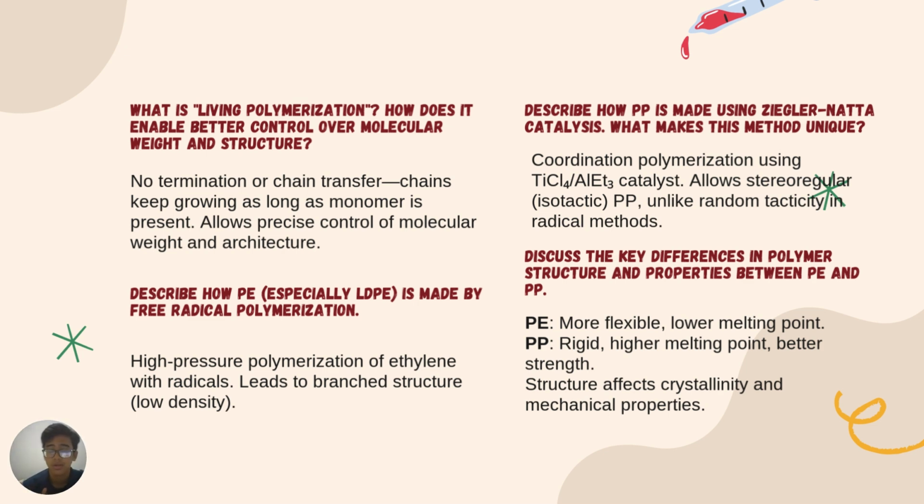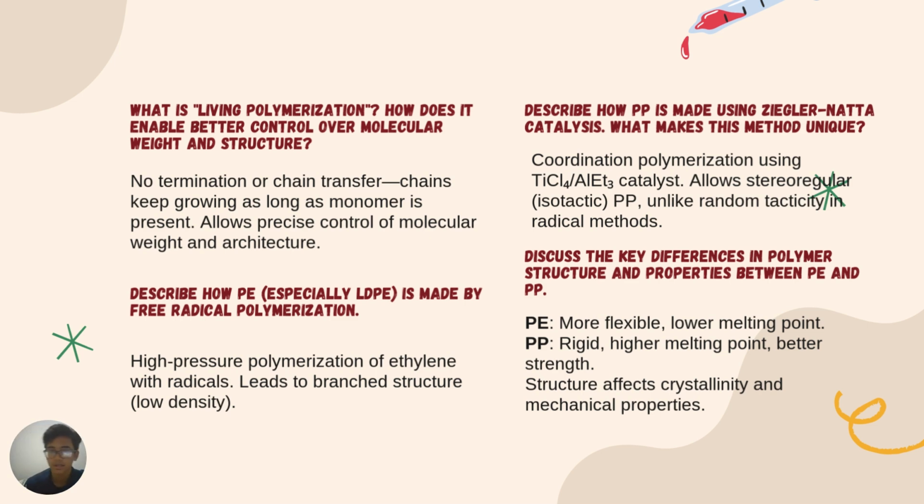So now we have to describe PE, which is made by free radical polymerization. And the answer is high pressure polymerization of ethylene with radicals leads to branched structures which have low density. So now we have to describe how PP is made using Ziegler-Natta catalyst. What makes this method unique as well? So coordination polymerization using TiCl4 and Al(Et)3, which is aluminum triethyl, catalyst allows stereoregular isotactic PP, unlike random tacticity in radical methods.